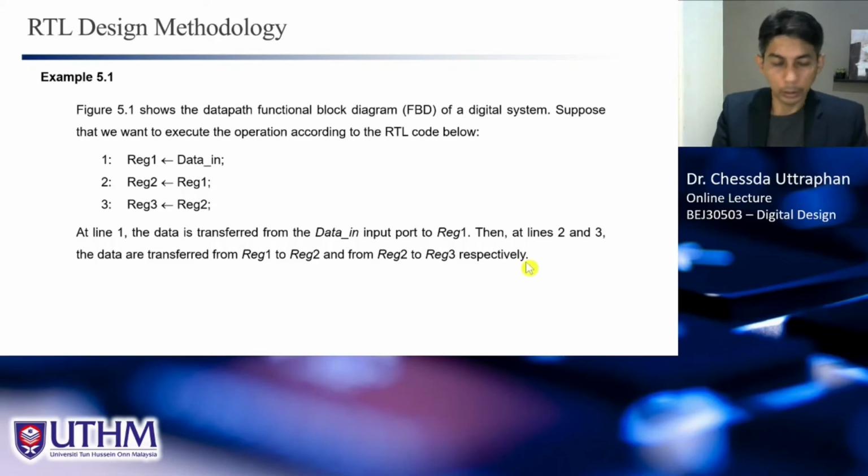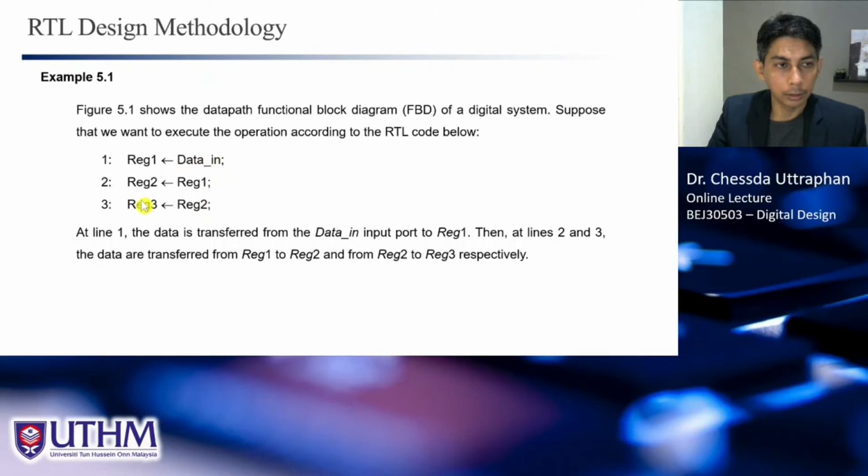Okay, now let's look at this example where figure 5.1 shows the data path functional block diagram. Here is the block diagram of the data path of a digital system. Suppose that we want to execute the operation according to the RTL code below. So this is the RTL code, or the notation.